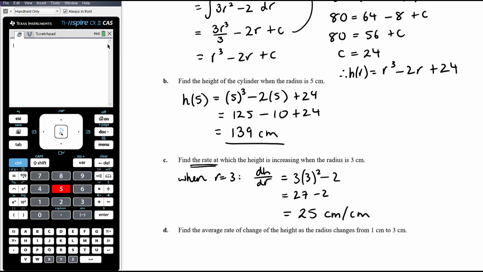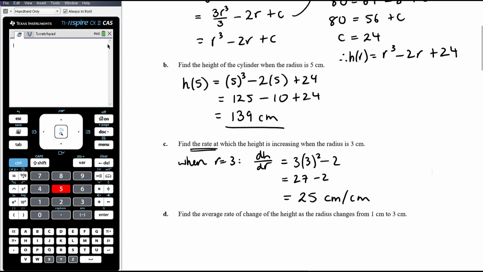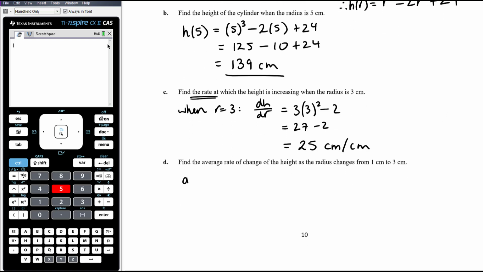Find the average rate of change of the height as the radius increases from 1 centimetre to 3 centimetres. So remember, average rate of change is not to do with derivative. It is essentially the gradient of a straight line. So the average rate of change of the height as the radius changes from 1 to 3 is going to be h at 3 minus h at 1 over 3 minus 1. It's essentially rise over run. Change in the height over the change in the radius, sorry.